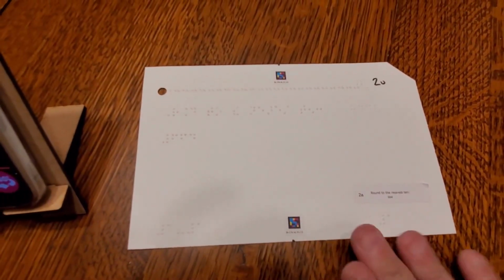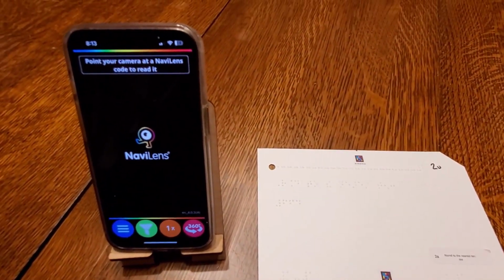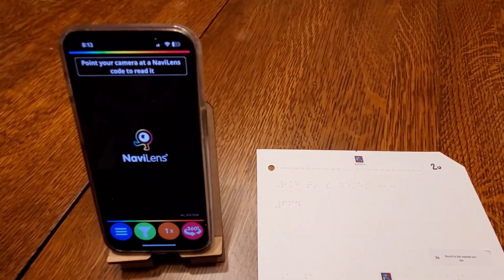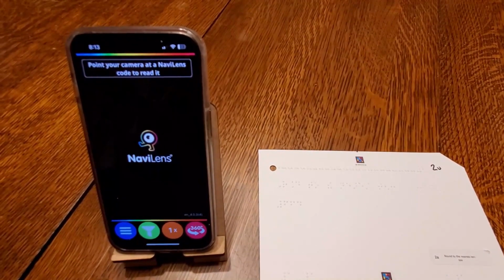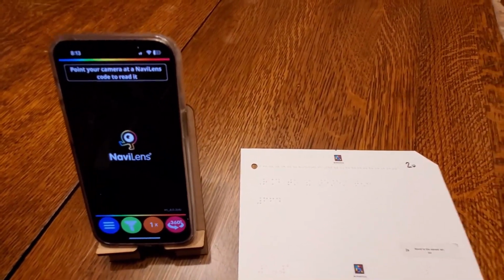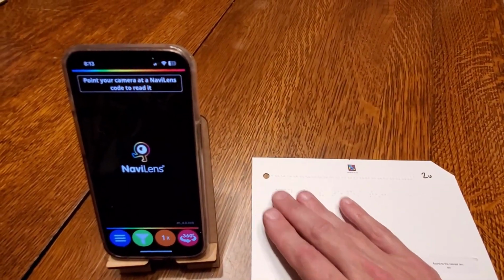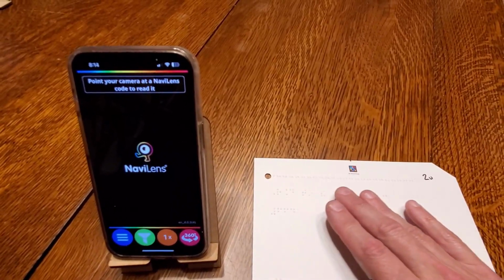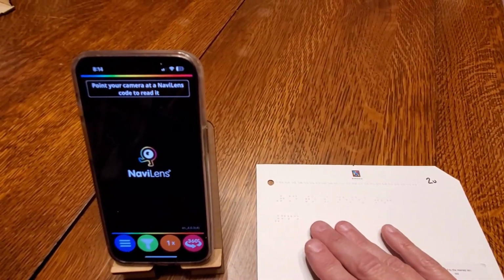Now this card is laying flat on the table, and it's next to an iPhone in a stand, and the iPhone is running the NaviLens app, and my phone has VoiceOver turned on. And now the idea is, if I was a braille reading student, math student, I would read this problem. There's some English up top here, and then there's a number below.